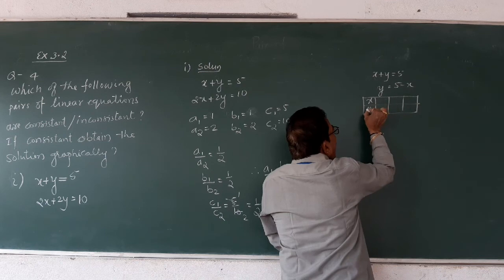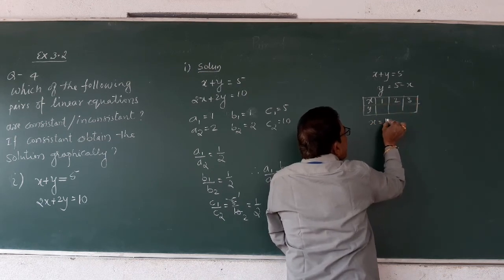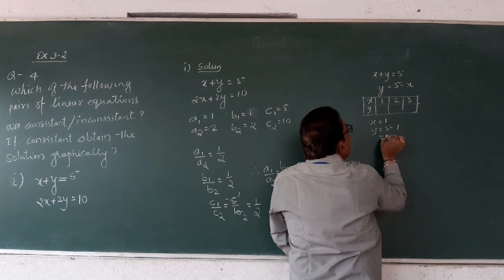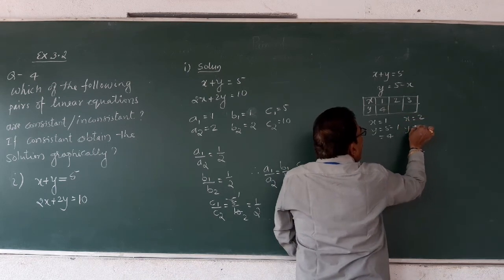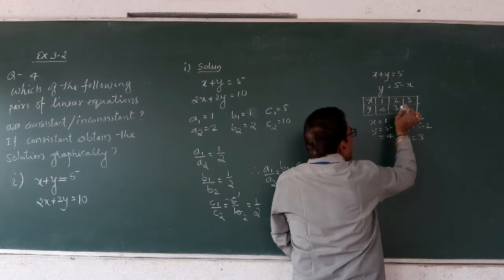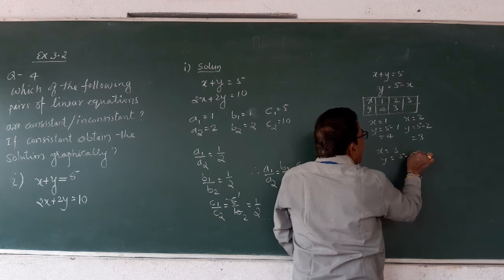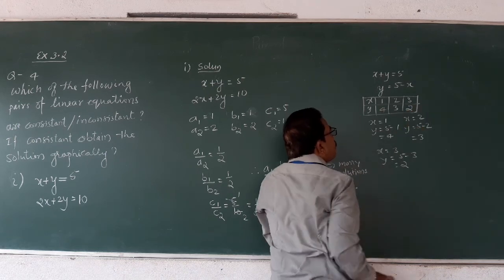x and y. When x equals 1, y equals 5 minus 1, that is 4. When x equals 2, y equals 5 minus 2, which is 3. When x equals 3, y equals 5 minus 3, that is 2. So the values are 4, 3, 2.